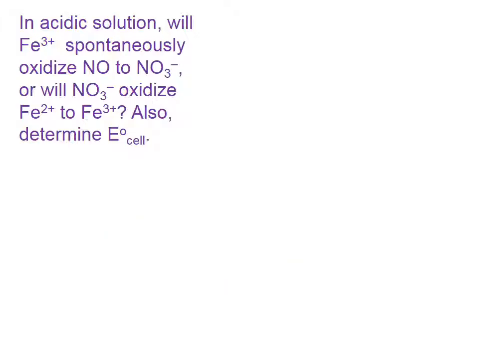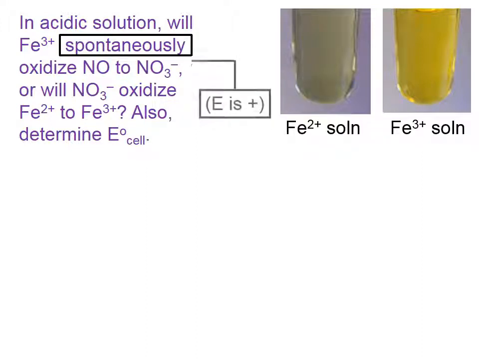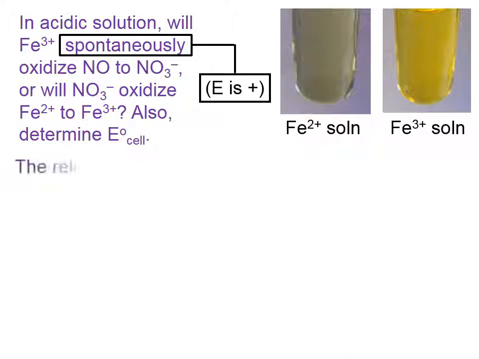Let's do one more. In acidic solution, will iron 3 spontaneously oxidize nitrogen monoxide to nitrate ion, or will nitrate ion oxidize iron 2 to iron 3 ion? Also, determine the standard cell potential. This term spontaneously means that when we're done, the cell potential must be positive.